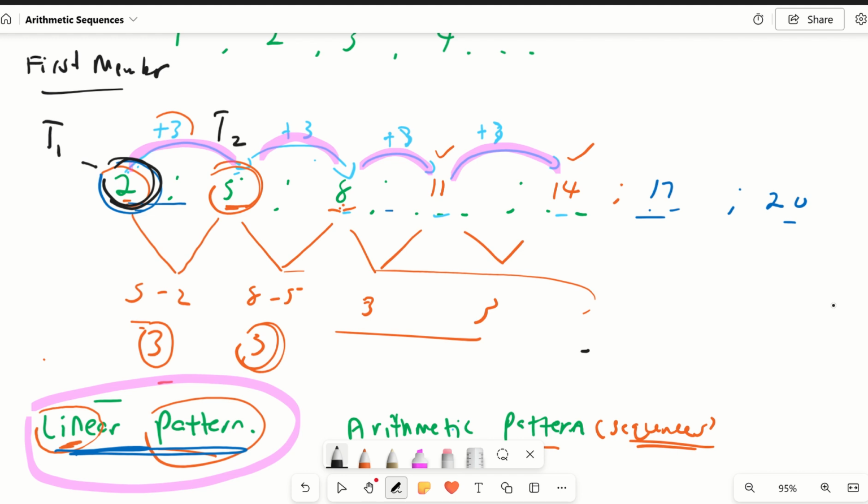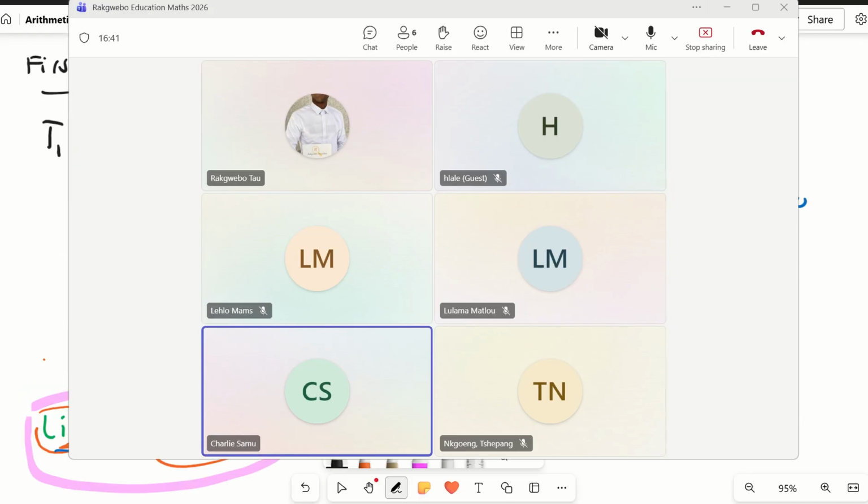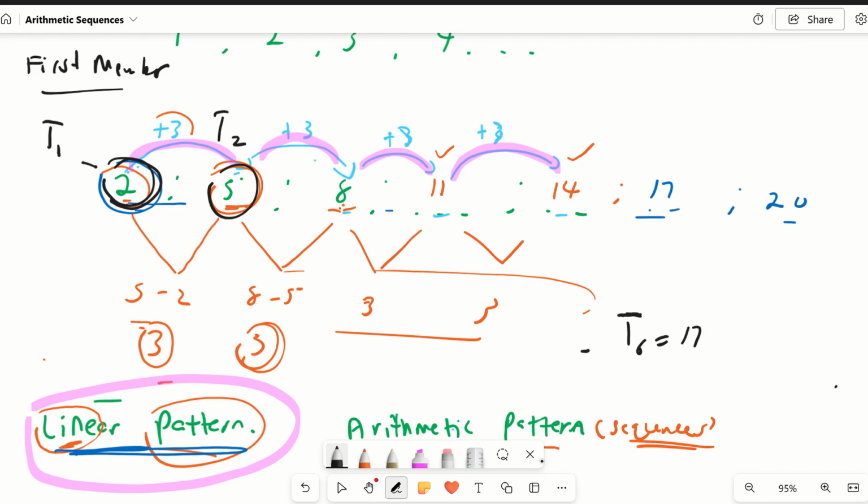Term number 2 of the pattern is 5. Can you guys tell me what is T6 of this pattern? Okay, someone says 17. Does everyone agree? Yes, all of us agree. That is 17, member number 6: T2, T3, T4, T5, and T6. Sharp. You guys remember?